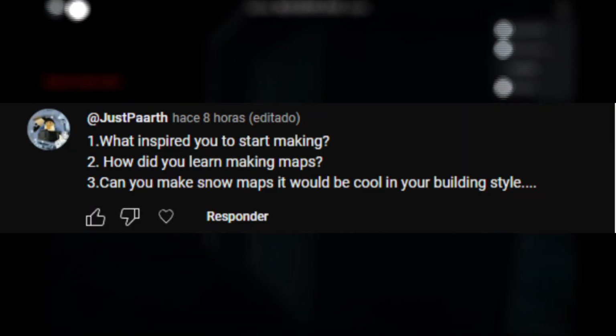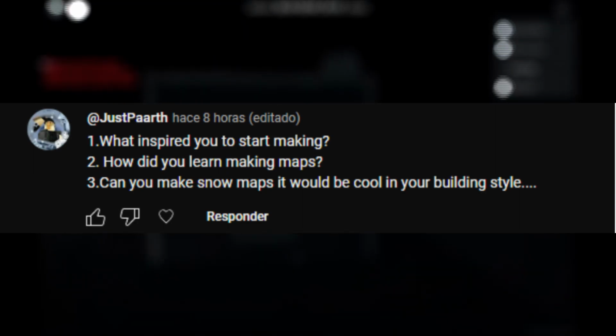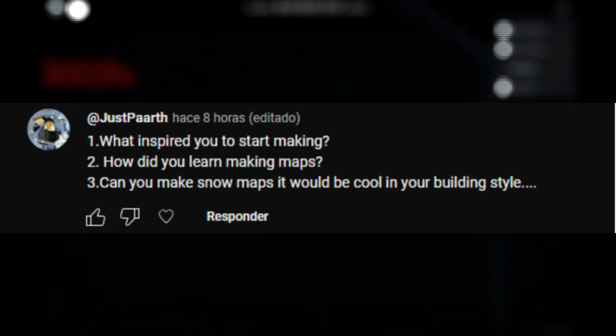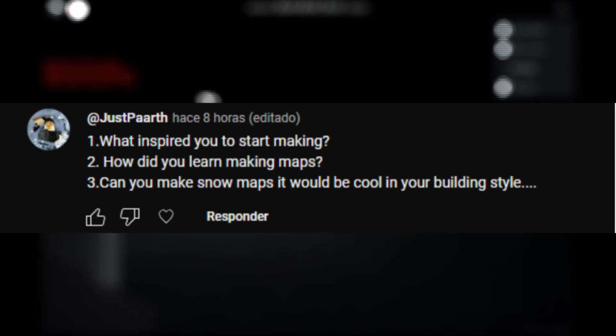One, what inspired you to start making? Two, how did you learn making maps? Three, can you make snow maps? It would be cool in your building style.